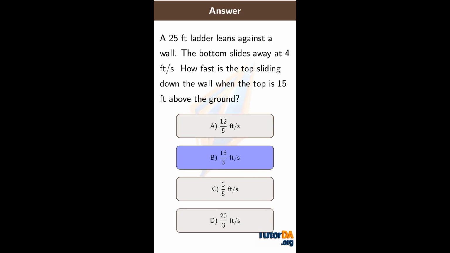A 25-foot ladder leans against a wall. The bottom slides away at 4 feet per second. How fast is the top sliding down the wall when the top is 15 feet above the ground? Hence, the correct option is B, that is 16 over 3 feet per second.